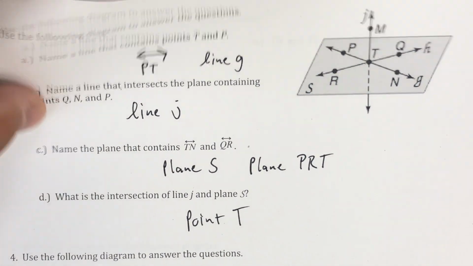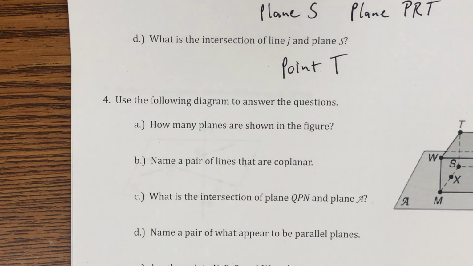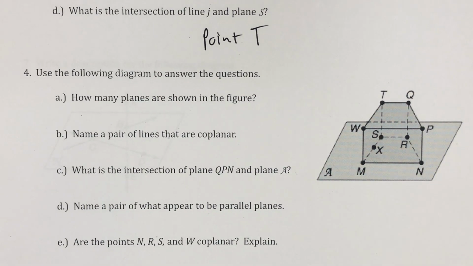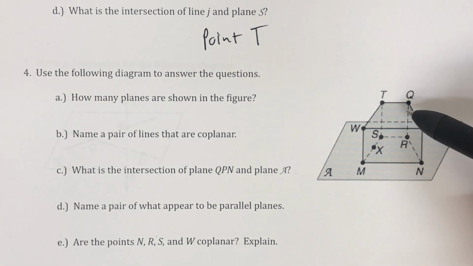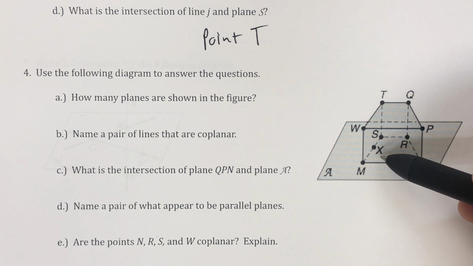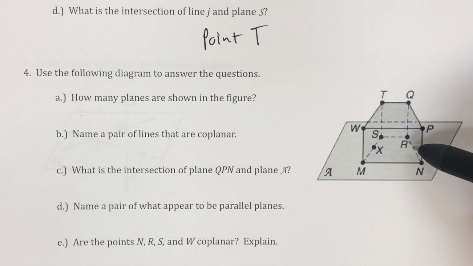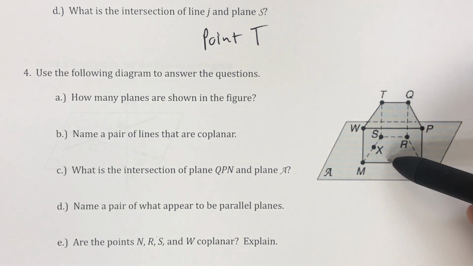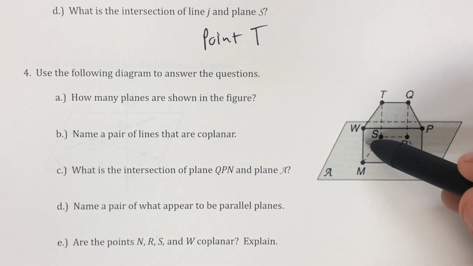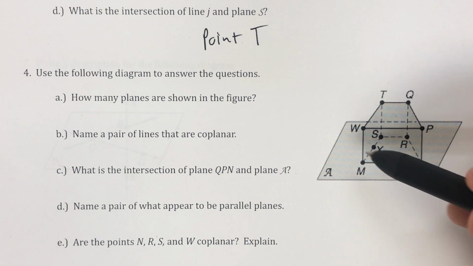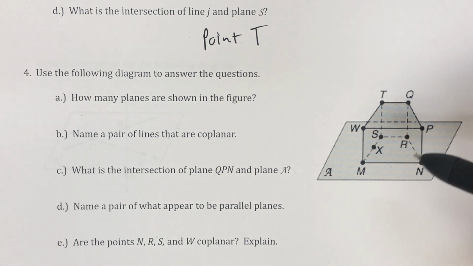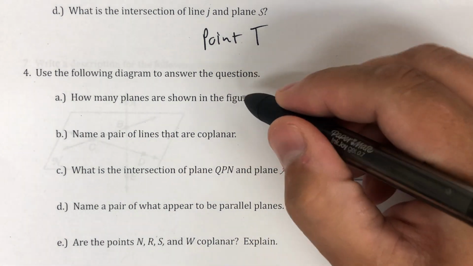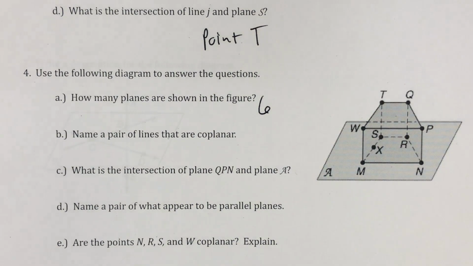All right, moving onward. Next example says, how many planes are in the figure shown? All right, well, it looks like I have this trapezoid on top and the one on the bottom. Now, the one on the bottom is the same plane as plane A because it's in it. So I have one on top, one on the bottom, left and right. So 1, 2, 3, 4, front 5, back 6. There are 6 total planes.